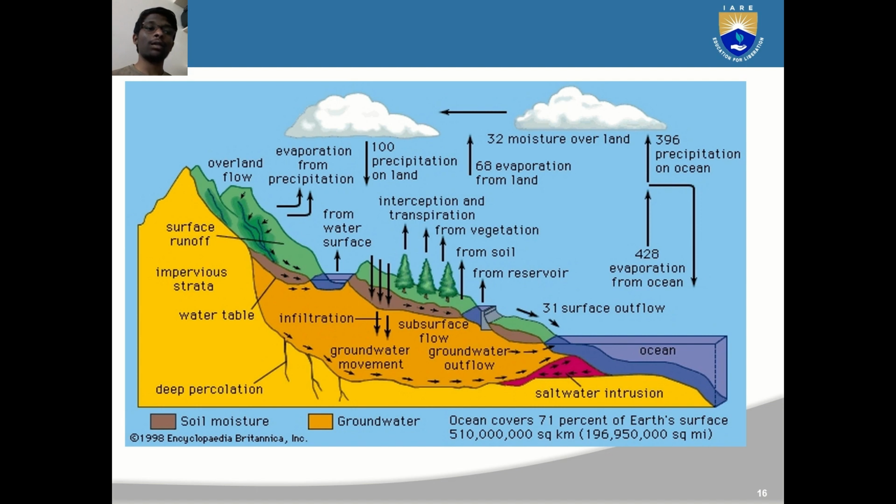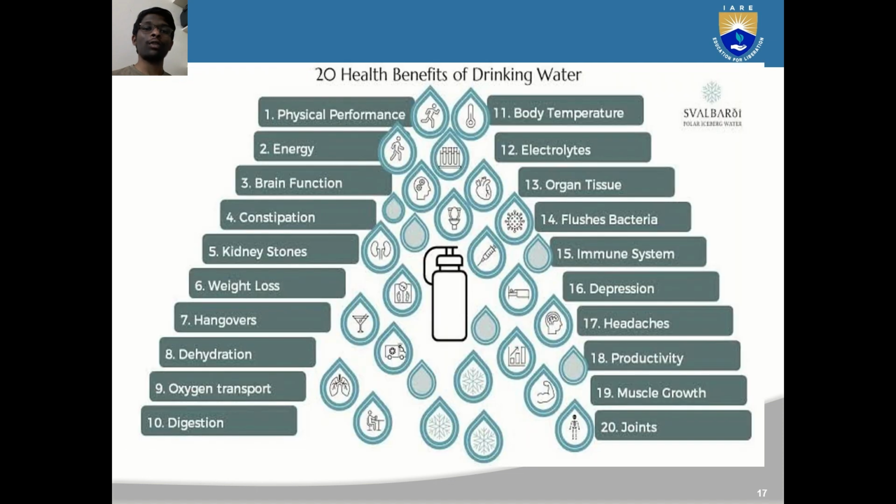These are the health benefits of drinking water: pure drinking water, physical performance, energy, brain function, constipation, kidney stones, weight loss, hangovers, dehydration, oxygen transport, digestion, body temperature, electrolytes, organ tissue, flushes bacteria, immune system, depression, headaches, productivity, muscle growth, joints. These can be regulated by drinking pure water, which follows the rules and norms of prerequisites of drinking water.